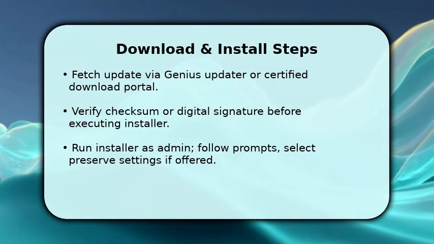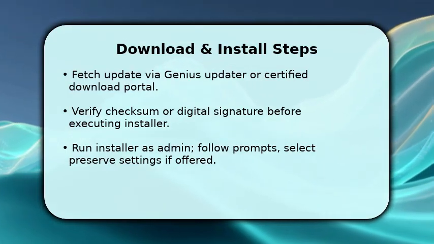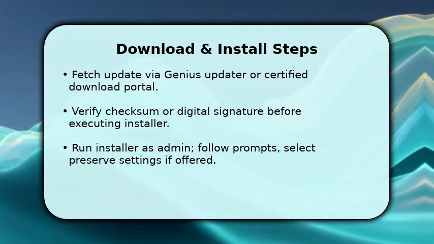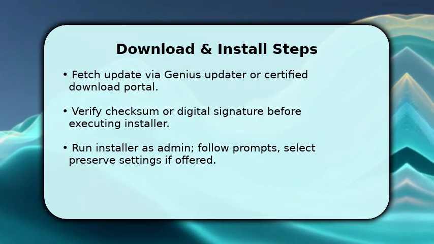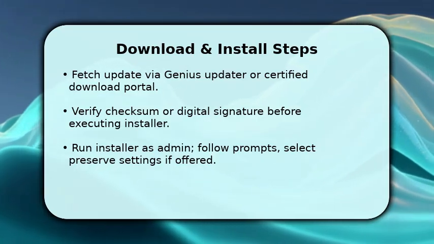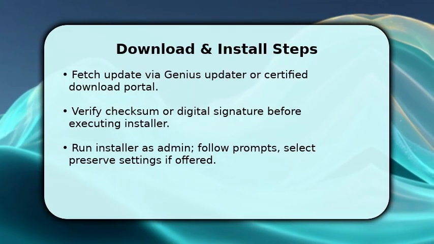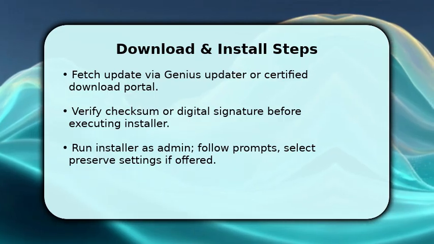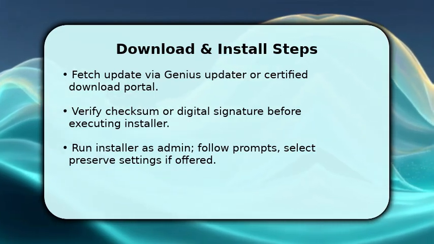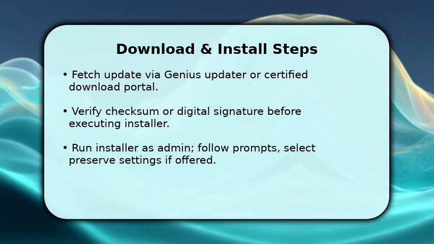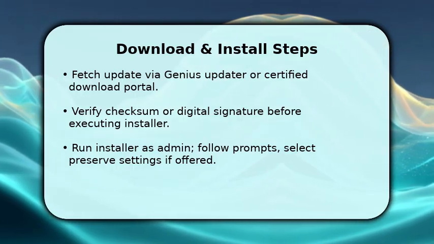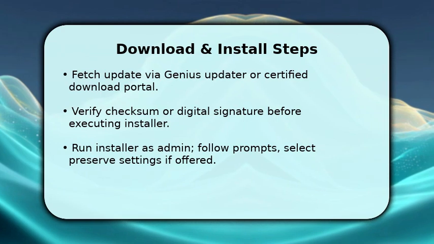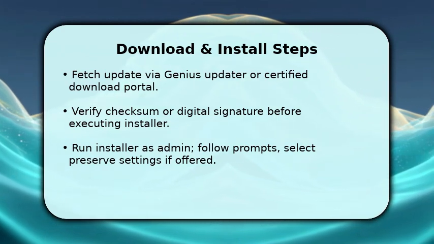You now execute the core update sequence. Start by downloading the correct update using the built-in Genius Updater or certified download portal, then verify the checksum or digital signature so you avoid corrupted or tampered packages. Next, run the installer with administrator privileges. When prompted, choose to preserve existing settings unless you need a clean install. During installation, monitor progress and note any warnings. Address dependency prompts immediately to prevent partial upgrades.